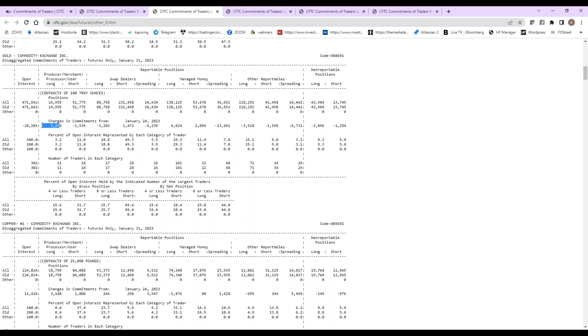So, positive change, negative change, positive, negative. Growing both. So there is a coordinated increase in the long contracts in a week. So that particular week, there was an increase in the interest, in the bullish interest for gold.